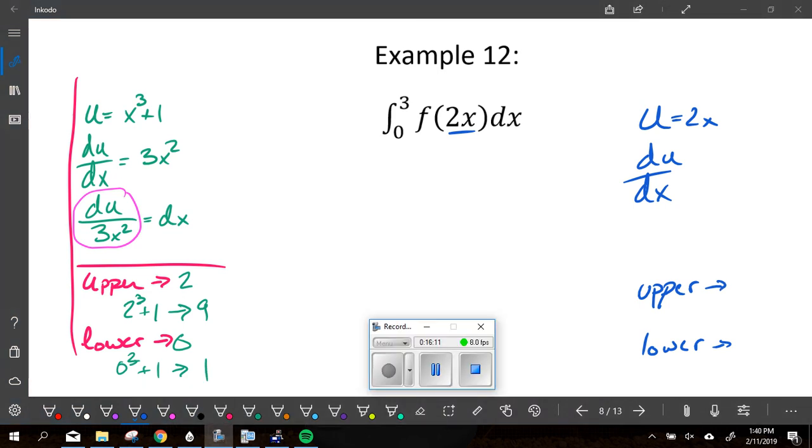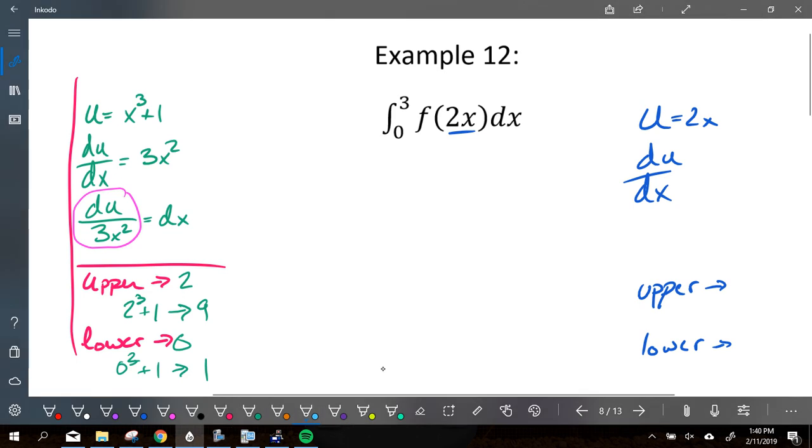We're finding the derivative. Franny, what was your derivative here? 2. And so what was dx going to be equal to? Yep, du over 2 is equal to dx. Show me with your fingers what's your upper bound. Upper bound is 6 because we're taking that 3 in my upper bound and plugging it into the 2x, and 3 times 2 gets me 6. Show me with your fingers what's your lower bound. 0.